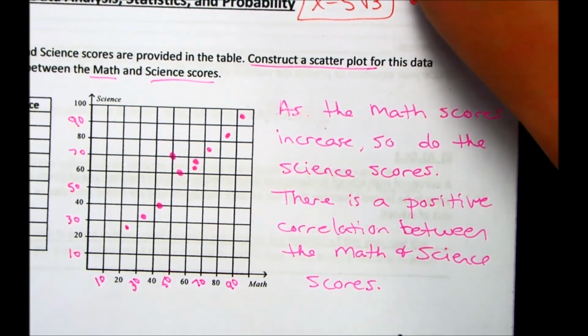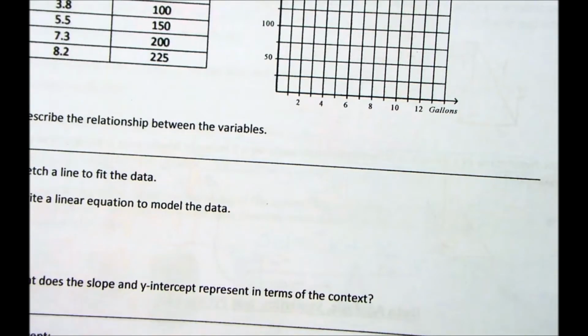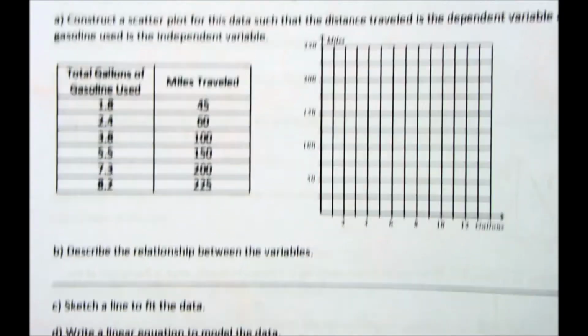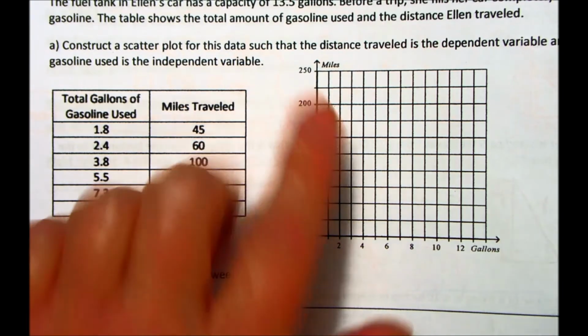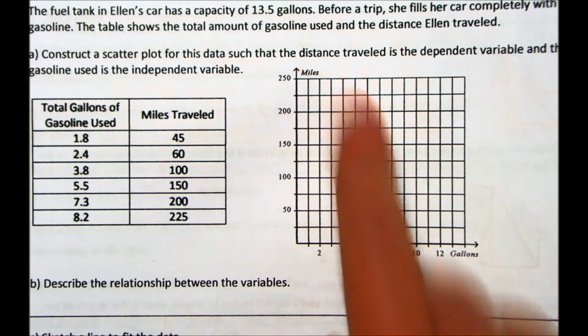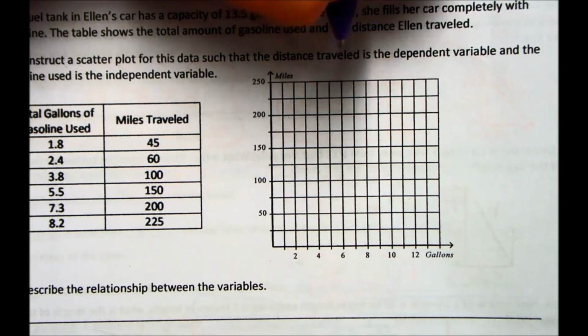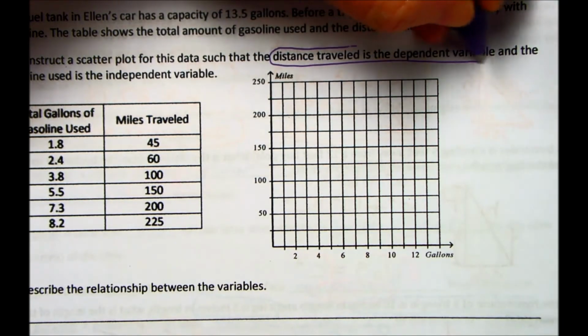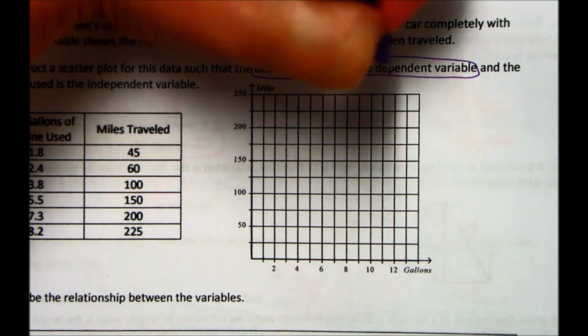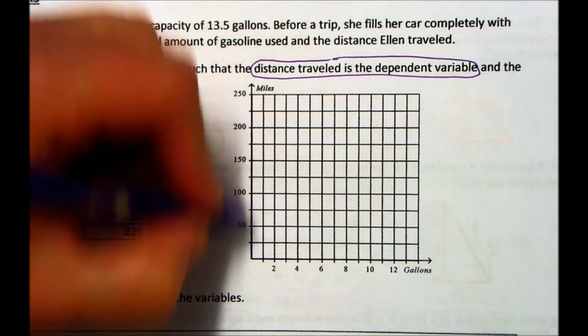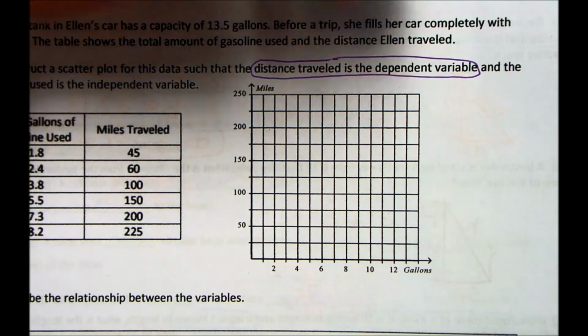Moving on to the next page, number 7. Again, we have some data. We've got a table. They're asking us to construct a scatter plot for the data such that the distance traveled is the dependent variable. If you're not familiar with dependent and independent variables, the dependent variable is the one that's on the vertical axis, or what we call the y-axis.